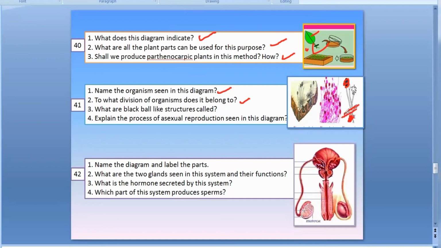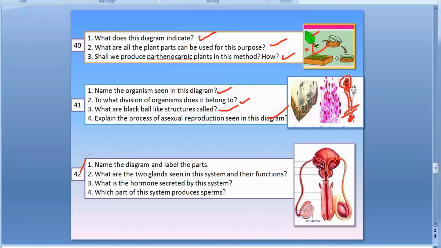Branches are called fungal hyphae. The branch-like structures are called sporangiophores, which develop sporangia at the terminal part. Inside, spores are present. Each spore is responsible for developing a new fungus. Explain the process of asexual reproduction seen in the diagram. Mainly sporangiospores or sporangia are the means by which asexual reproduction occurs. So these are bread mold or Rhizopus, which belong to fungi.